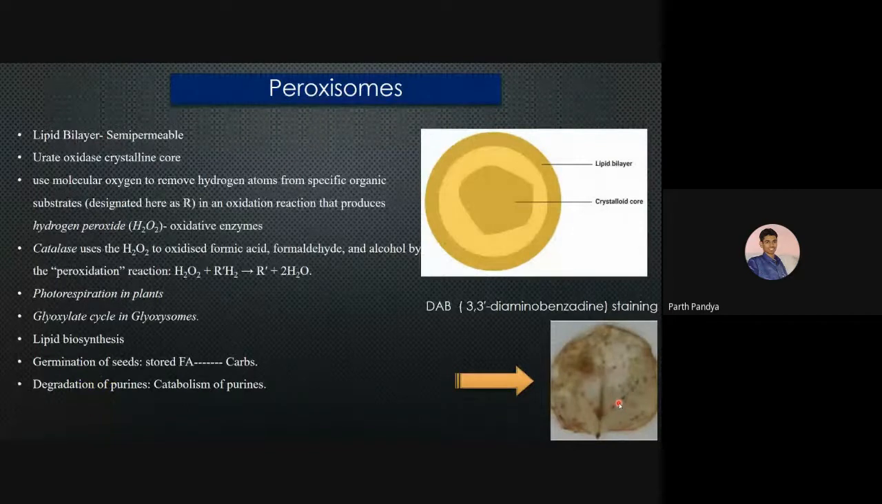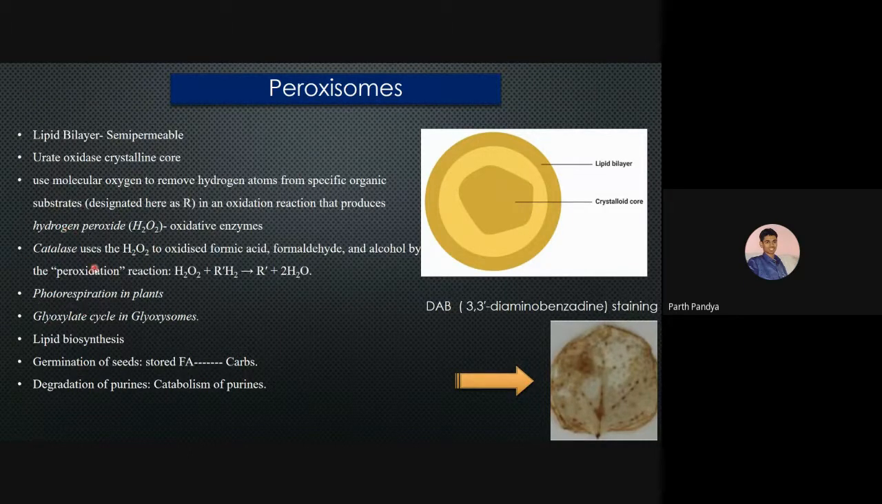Okay. Chalo, coming on to the last two organelles, that is peroxisome and plastids. Coming on to the peroxisome, it has a semi-permeable membrane and a urate oxidase crystal core, and it uses molecular oxygen basically to remove the hydrogen atoms which have been there. So there is a highly oxidized state, oxidation reactions are maximum. This particular organelle produces hydrogen peroxide, that is oxidative enzymes drive this particular reaction.